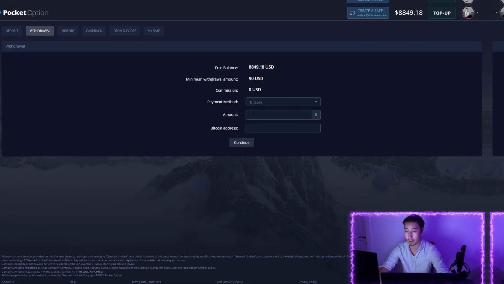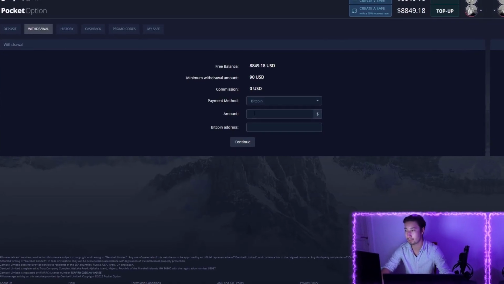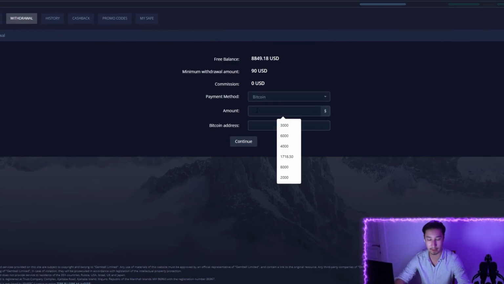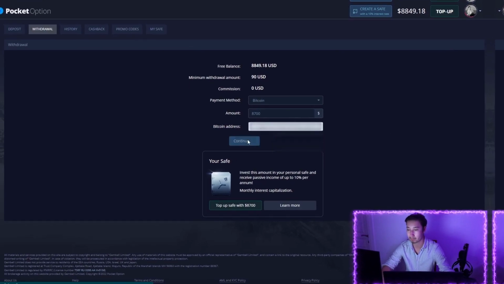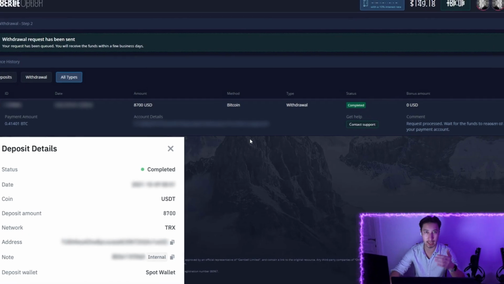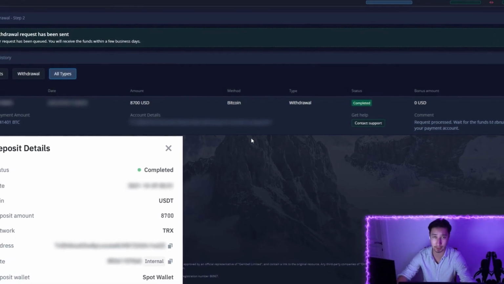Let's withdraw the money. Let's put down $8,700. It's going to be fine to my BTC wallet, I guess. So press continue. The transaction is being processed, guys. I'll attach a screenshot, of course.